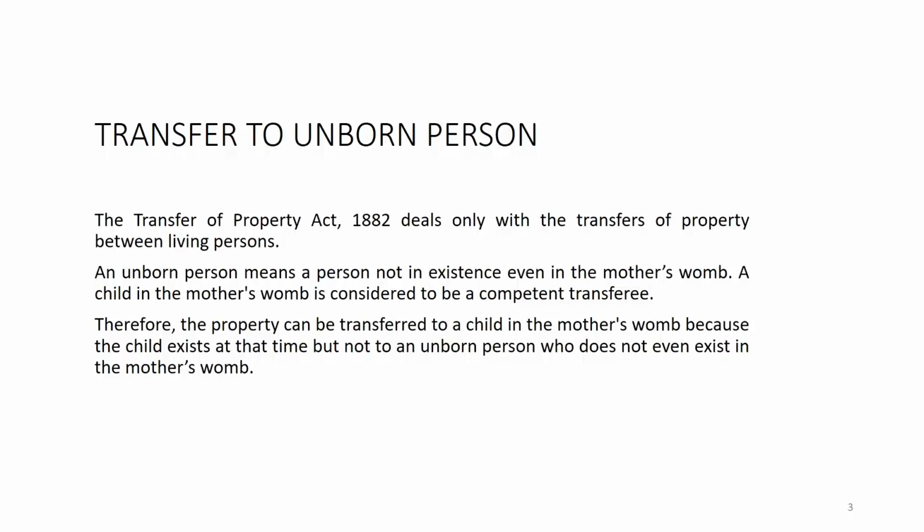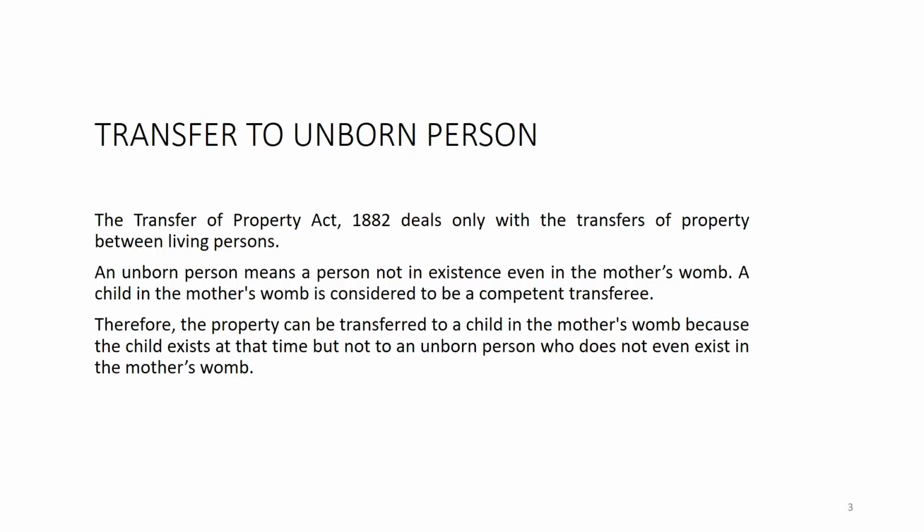A child in the mother's womb is considered to be a competent transferee. A child in the womb, even of 2 or 3 months, is a competent transferee, and will be treated as a living person. As property is transferred to a living person, in the same way property can be transferred to the unborn child in the womb, but the right will vest only after taking majority.